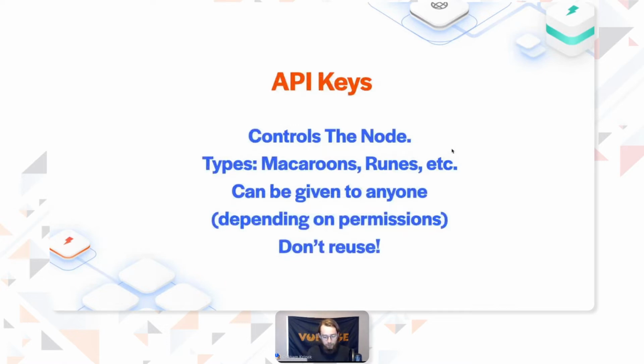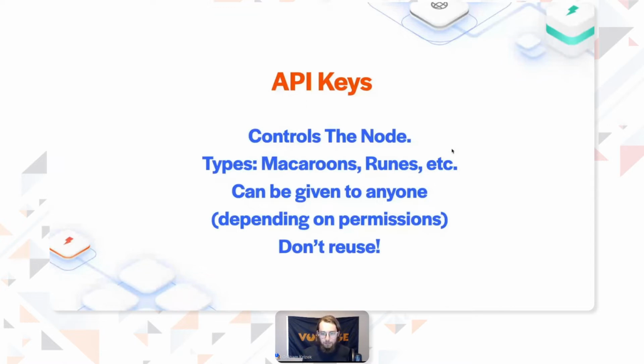And then finally, API keys. So like I said, this controls the node. This is the thing that you use when you want to send funds, open channels, essentially operate the node itself. Like I mentioned, there are several different types of these. There's Macaroons, there's runes, and there's some other, like Sensei, I think just has some kind of standard API key. So this can be essentially anything, but these have much more flexibility in what they're able to do.